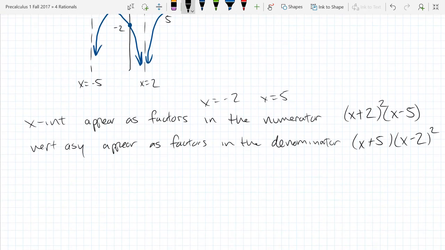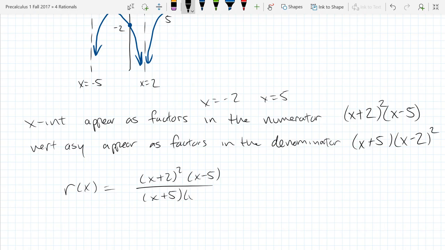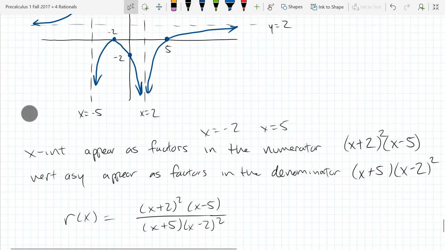So let's put this together. So our rational function could look like x plus 2 squared times x minus 5 divided by x plus 5 times x minus 2 squared. So with this, the two types, the cross and the bounce. Never mind. So the most important thing to remember, your x-intercepts are in the numerator, your vertical asymptotes are in the denominator. So that's basically the only information we used off the graph so far.